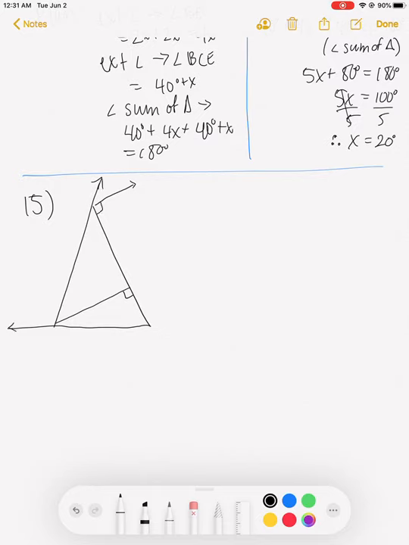Okay, so we have no points labeled, but I don't think we'll need any on this one. We have angles labeled though. This is angle x. These, of course, are 90 degrees. This is angle x here, and this is angle 3x here. So let's make a plan.